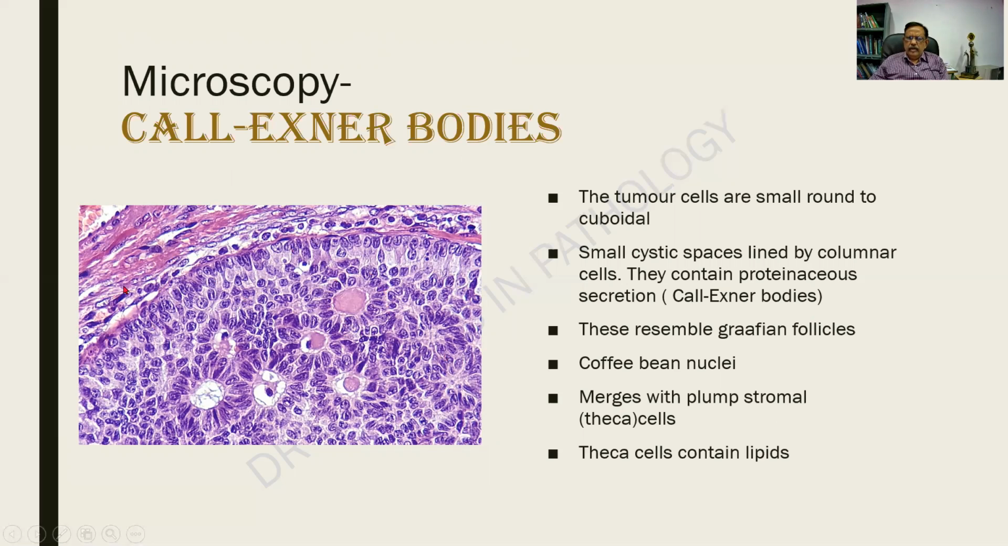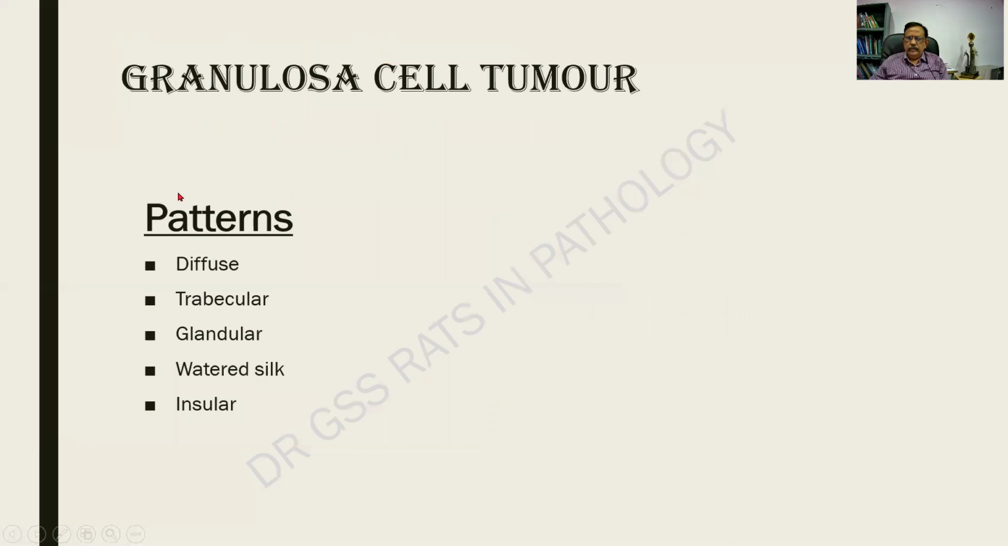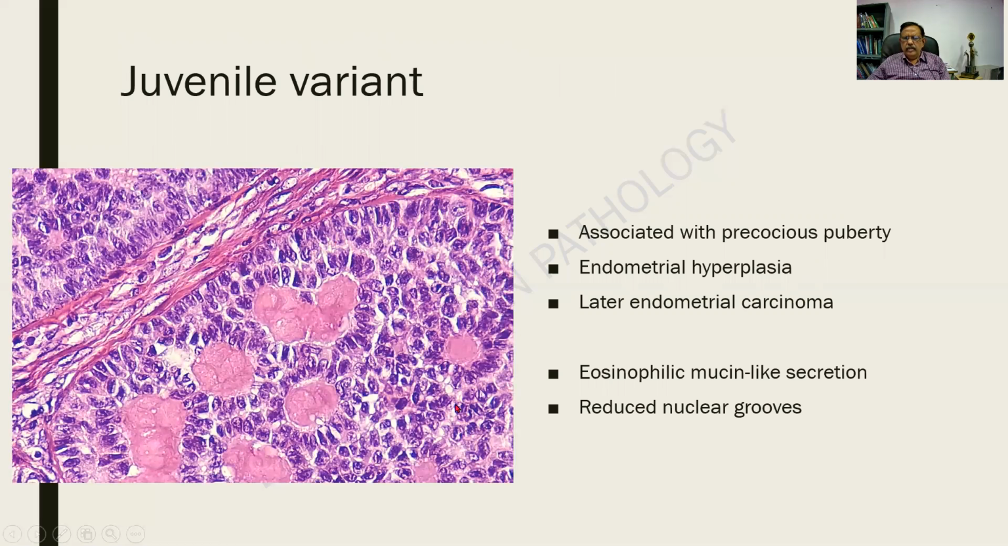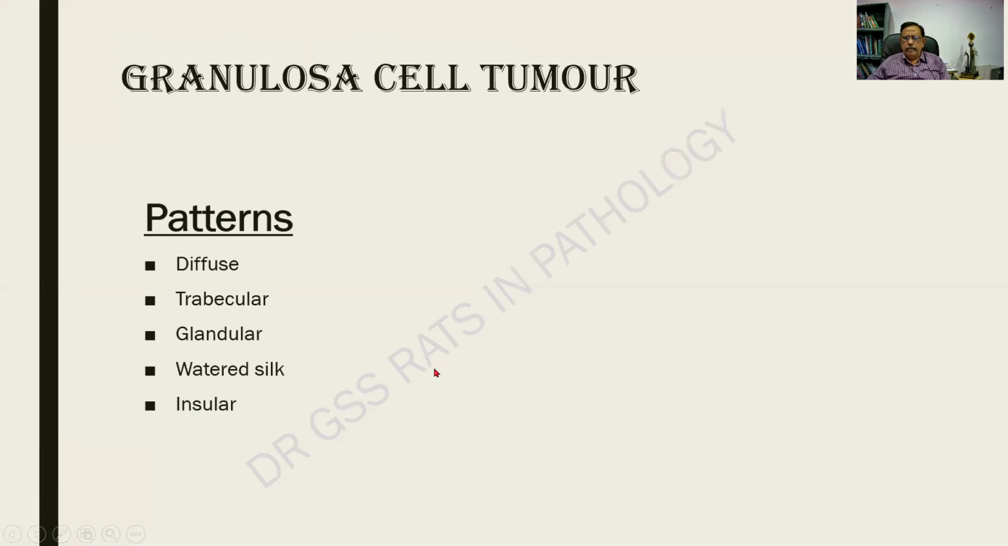This merges along with the surrounding connective tissue or the theca cells. The theca cells will be containing lipids, which shall be seen. This element I shall show you in the next slide. There are different histological patterns. These patterns kindly memorize. It can be diffuse, trabecular, glandular, watered silk, insular. Please remember this. Each one will fetch you a mark. These are all the various histological patterns. We need not go further into it. So this is the tumor which has got the various histological patterns.